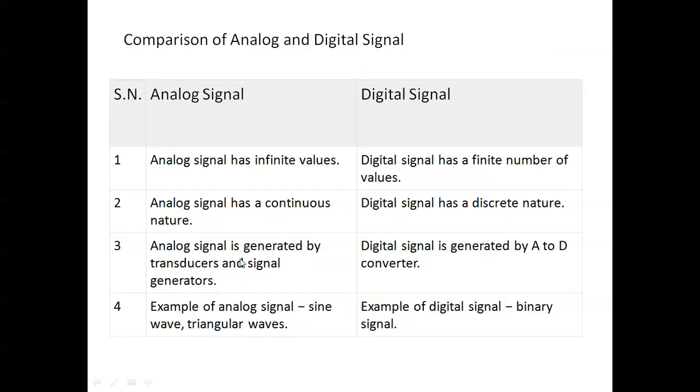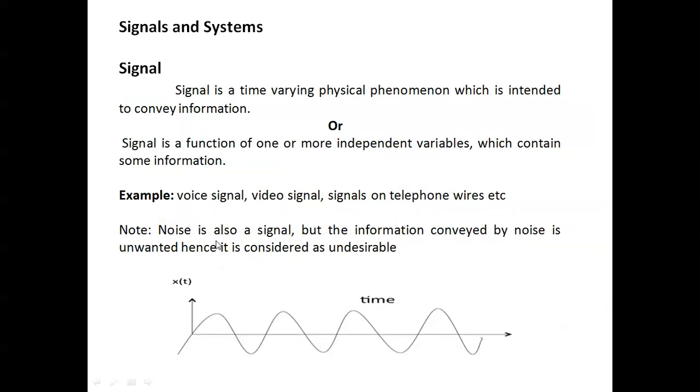This is a comparison of analog and digital signals. An analog signal has infinite values, while a digital signal has finite values. An analog signal has a continuous nature, while a digital signal has a discrete nature. Examples of analog signals are the sine wave and triangular wave, and an example of a digital signal is the binary signal.